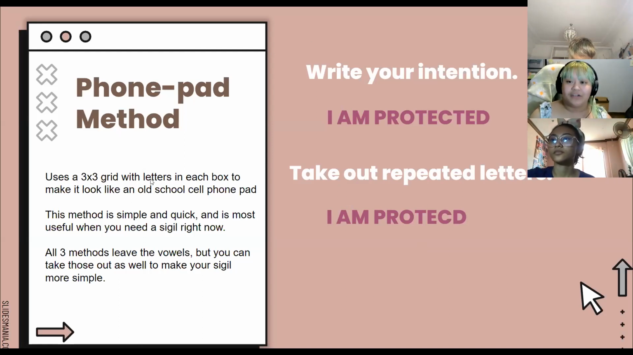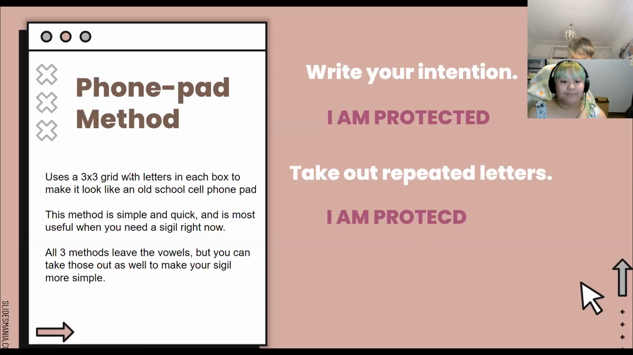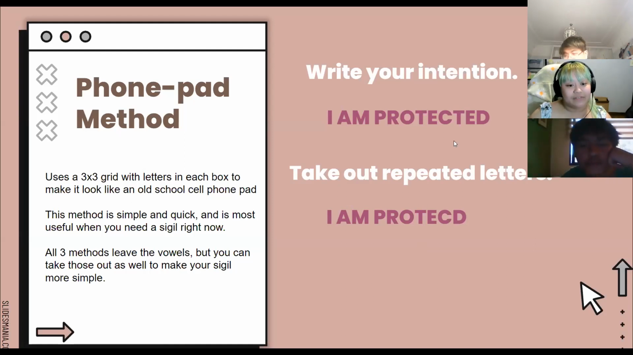So to start, you're going to write your intention: I am protected. And then you're going to take out any repeating letters. So there are 2 T's, you're going to take 1 T out, and you can see there are 2 E's, so you're going to take one of those out, and you're left with I am protected. And then using this chart, you're going to map out all of your remaining letters.